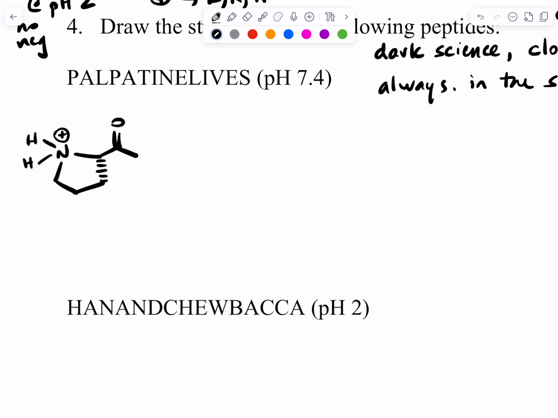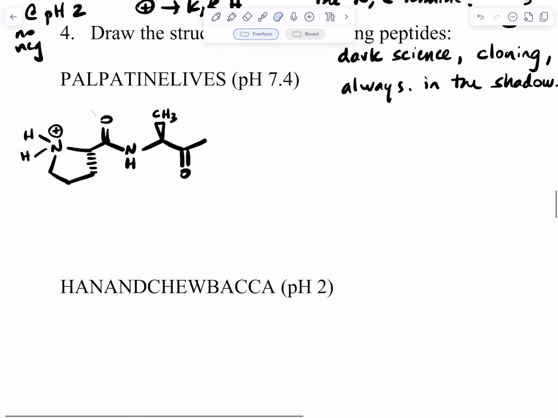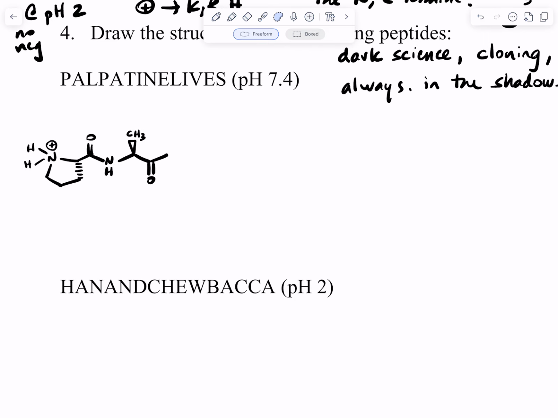Okay, so there's proline. Alanine, tell me what the correct stereochemistry is at the alpha carbon. Should be a dash or a wedge? Wedge. And what is the side chain for alanine? Just the methyl group. Okay, and I can already tell we're probably going to run out of space, so maybe I need to make my drawing just a little smaller.